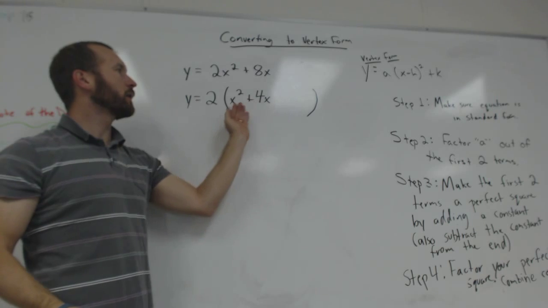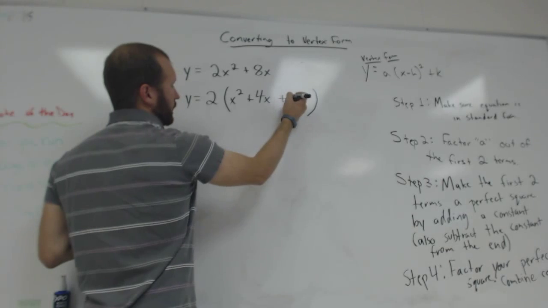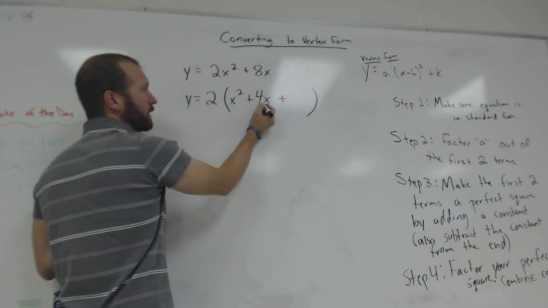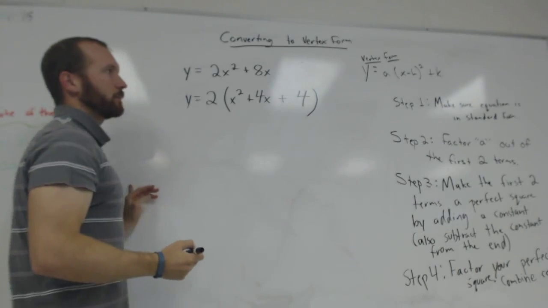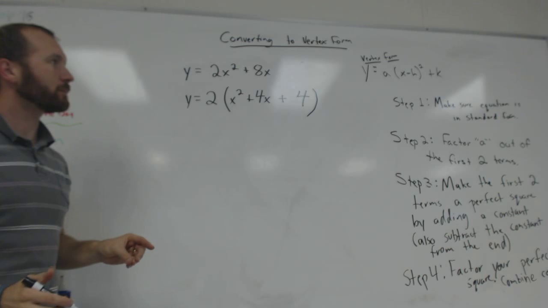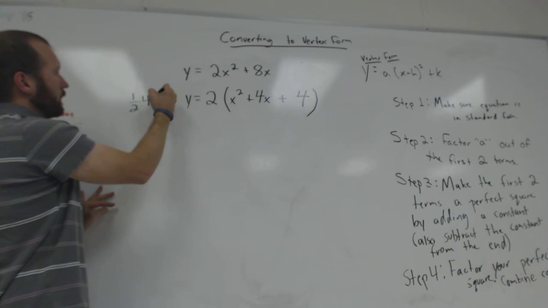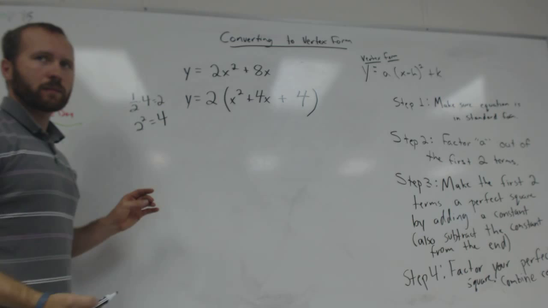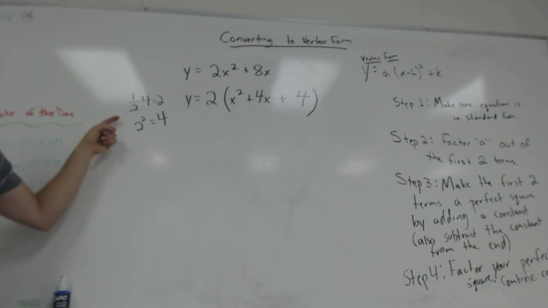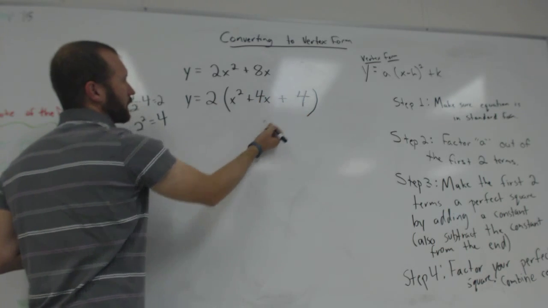What number here will make this whole thing a perfect square? Plus half of 4 is 2. 2 squared is 4. Okay? So you can even do this over here. Half of 4 is 2. 2 squared is 4. I would love to see this on your papers when you do your homework tonight. Because it shows me, okay, you actually thought that through. You're taking half of this and squaring it to get that.